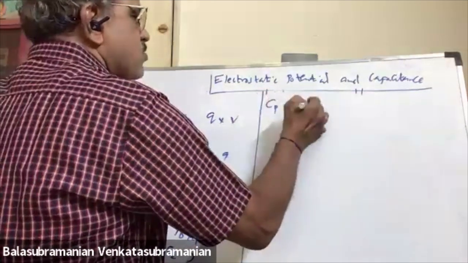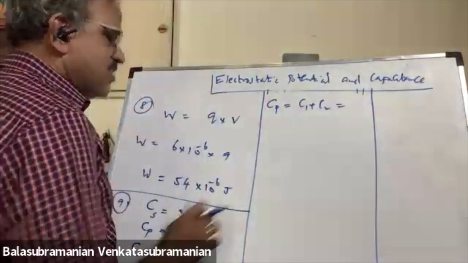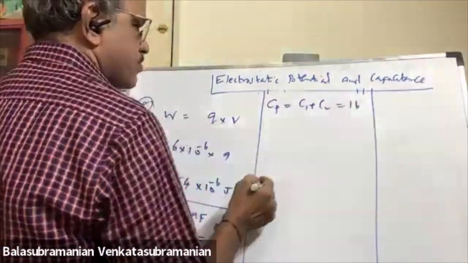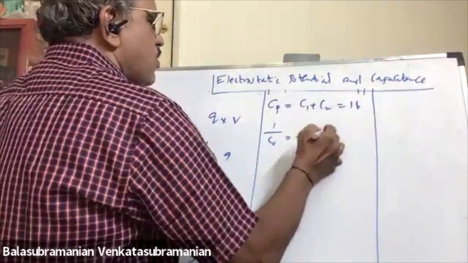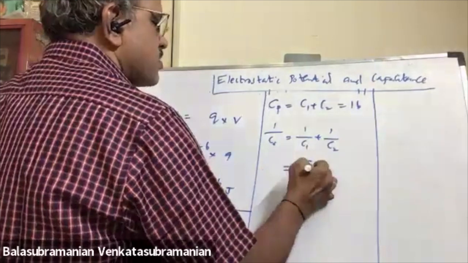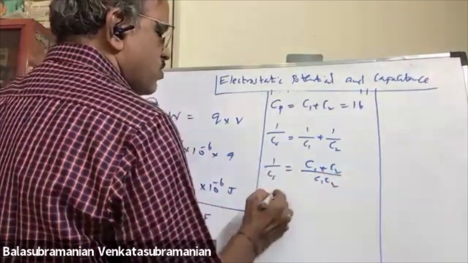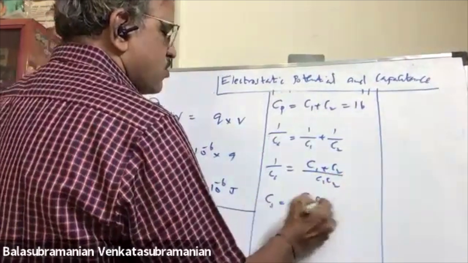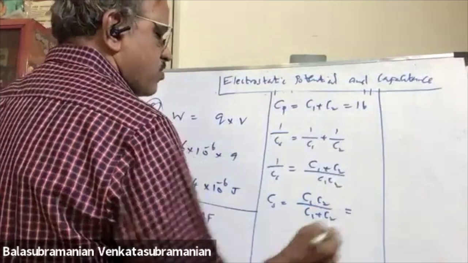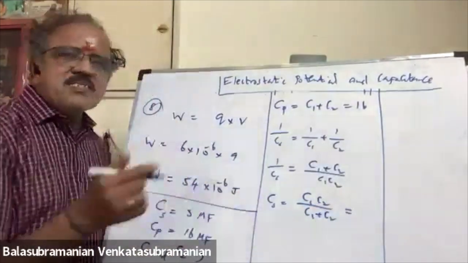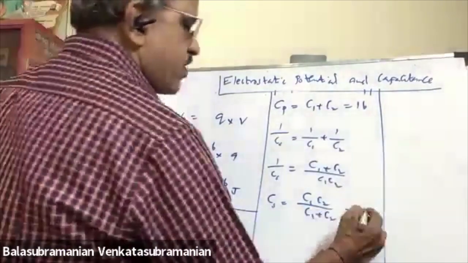Cp is equal to C1 plus C2. What is that value? 16. 1 by Cs is equal to 1 by C1 plus 1 by C2, which is C1 plus C2 by C1 C2. So Cs is equal to C1 C2 by C1 plus C2. The series capacitance value is given. What is the value? 3 microfarad.